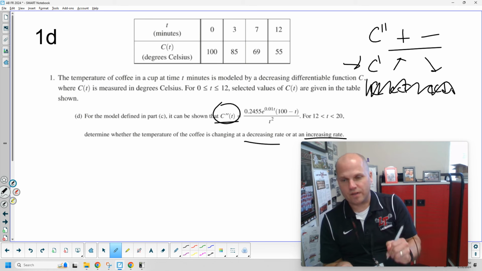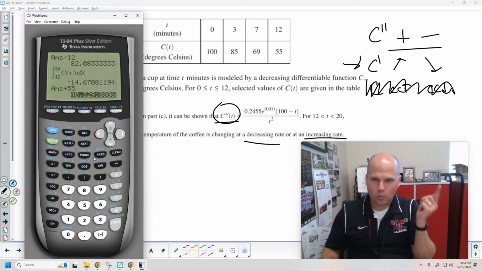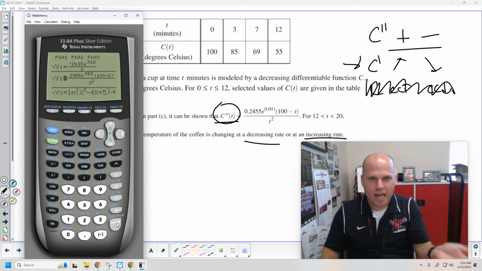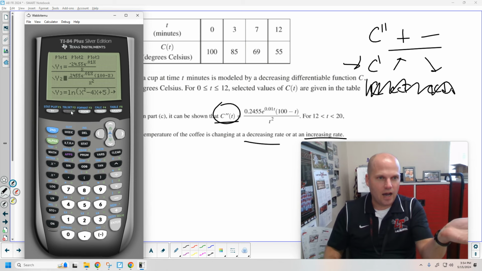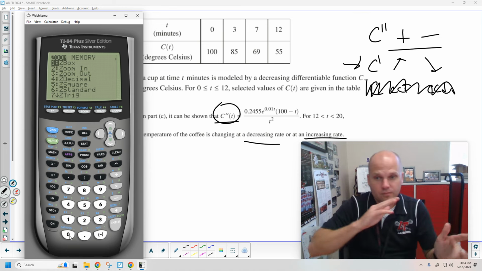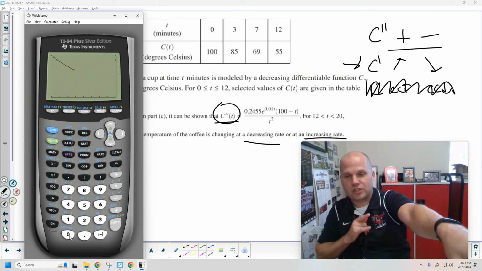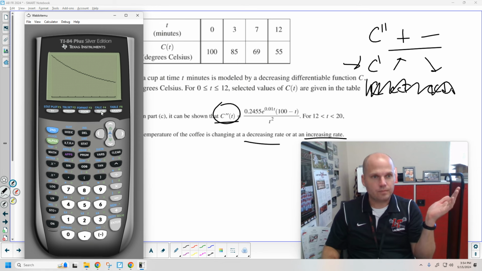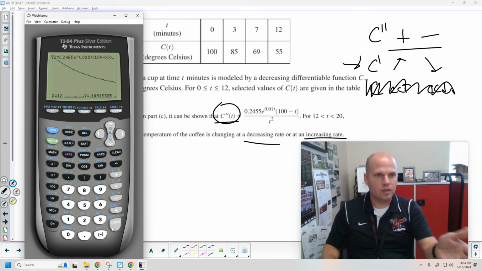What are we given? We're given the second derivative. What do we need to do? We need to graph the second derivative, see if it's positive or negative from 12 to 20. I adjust my window to 12 to 20. I zoom fit. You can't really see it. But these are all positive values. I guess you can see the x-axis. These are all positive values. If I start at 12, I can see positive 0.169. If I go to 20, I see positive 0.0599. So my answer is that since the second derivative is positive, the rates are increasing.